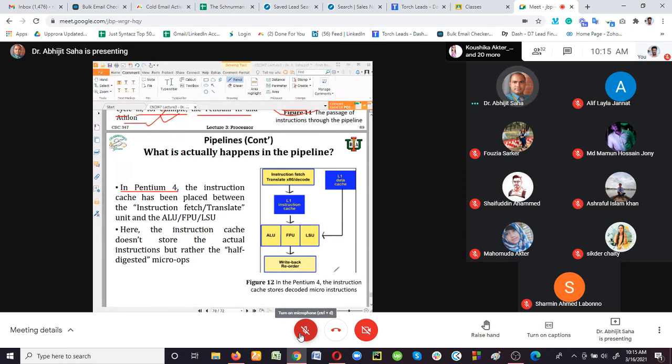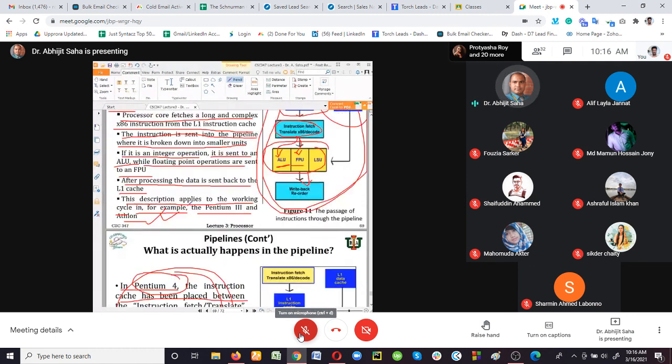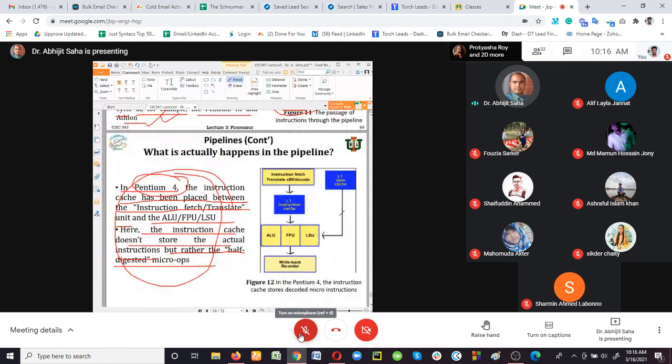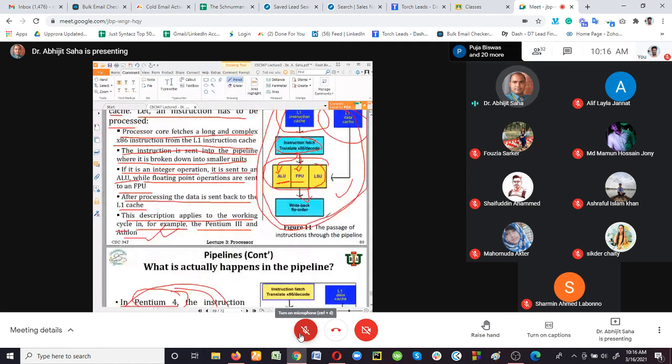Okay, sorry. So in the Pentium 4, the instruction cache has been placed between the instruction fetch, translate unit, and the ALU, FPU, and LSU. Here the instruction cache does not store the actual instructions, but rather the digested micro ops. So what is happening here? What is the difference between this one and this one?